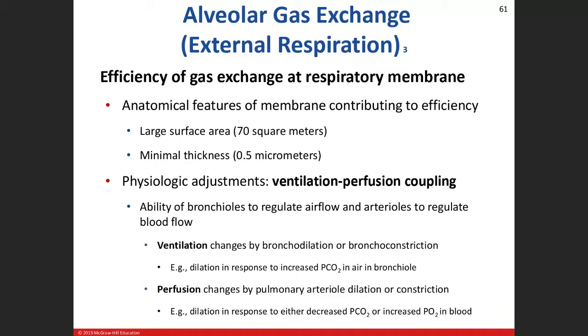Let me flip that. If we get an increase in carbon dioxide, we're going to want to get rid of the carbon dioxide, so we're going to cause bronchodilation to get more airflow in so we can breathe off that carbon dioxide. Now perfusion, we're going to deal with blood vessels. As we know, blood vessels can vasoconstrict or vasodilate. And again, if we have decreased carbon dioxide, or increased oxygen in the blood, then we're going to get dilation, because we're going to want to increase the blood flow to that area to get rid of that carbon dioxide.